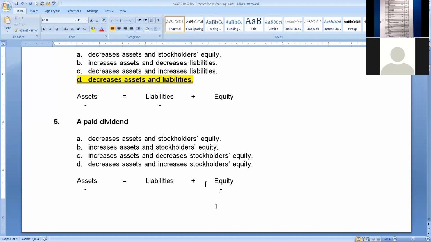Oh, which one is it? I'm sorry. So is it A, B, C, or D? Yep. So it decreases assets and stockholders' equity, so they both go down.